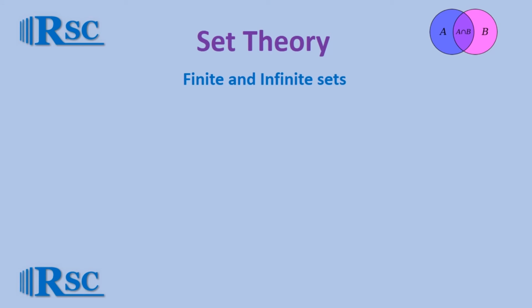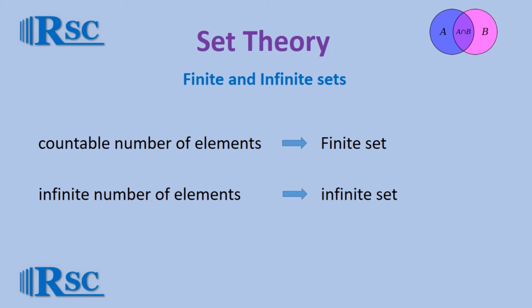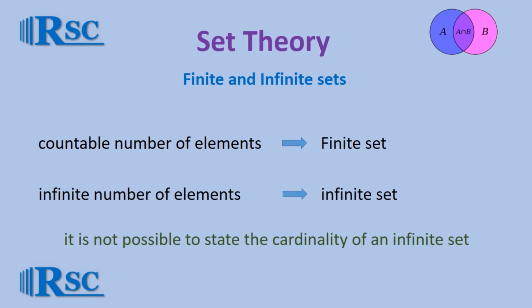Finite and infinite sets. If a set is comprised of a countable number of elements, it is called finite. If a set has infinite number of elements, then it is called an infinite set. It is not possible to count the number of elements in an infinite set. Hence, it is not possible to state the cardinality of an infinite set.